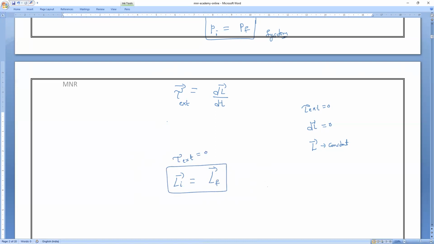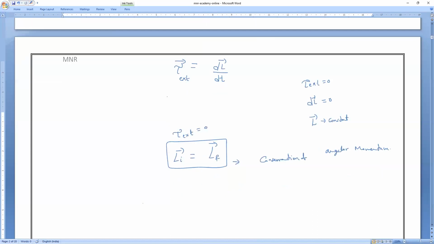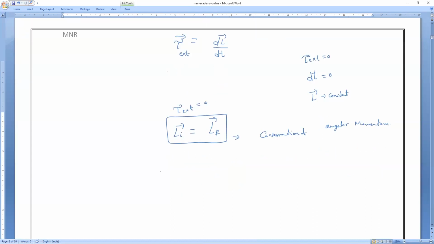So what do we call this? That is what we call conservation of angular momentum. There is no change in momentum; initial momentum is equal to final momentum. So for the entire system, the angular momentum remains constant when the external torque becomes zero. If there is no external torque, then the total angular momentum of a system remains constant. That is what we call conservation of angular momentum.